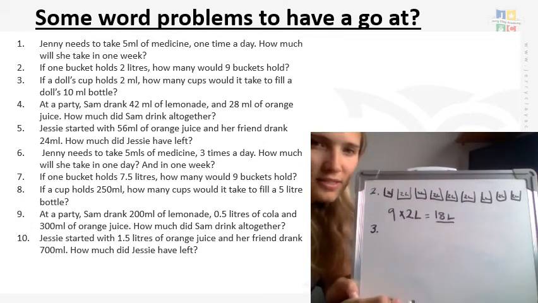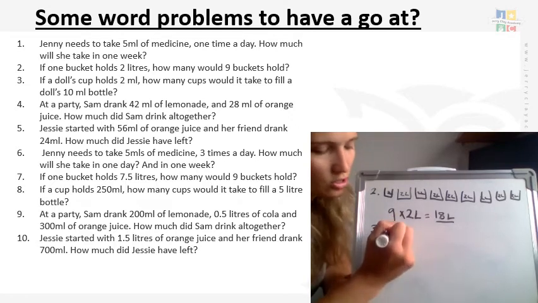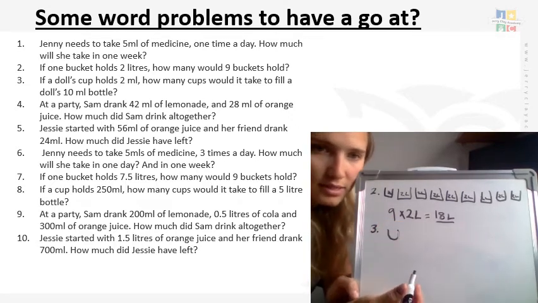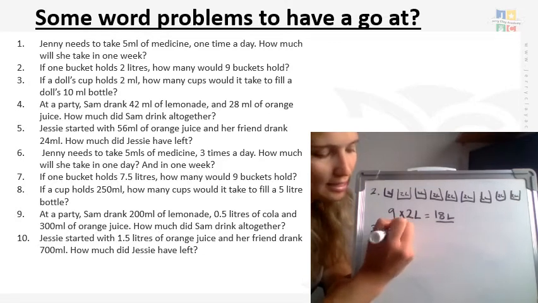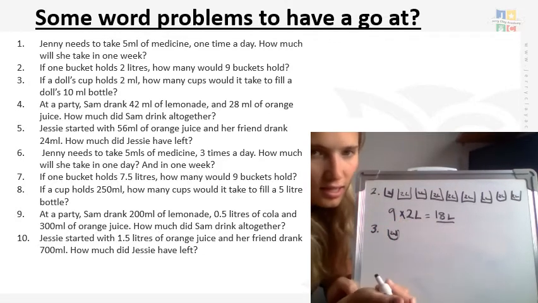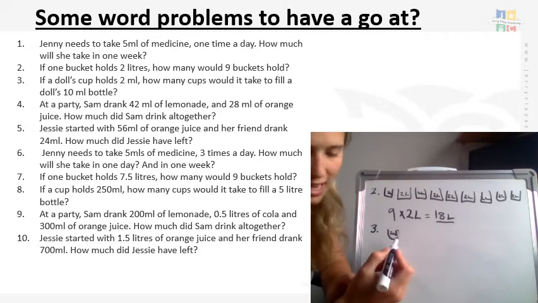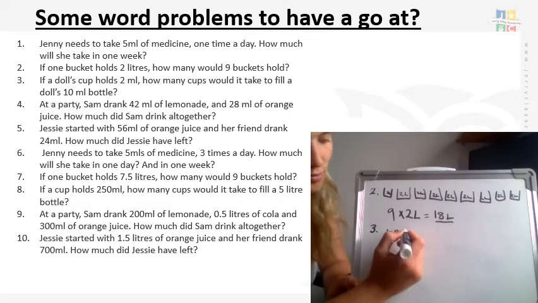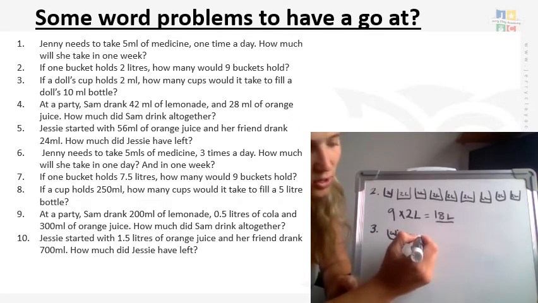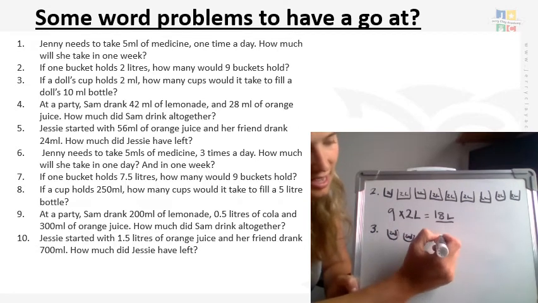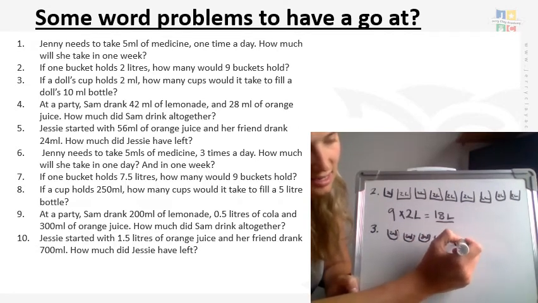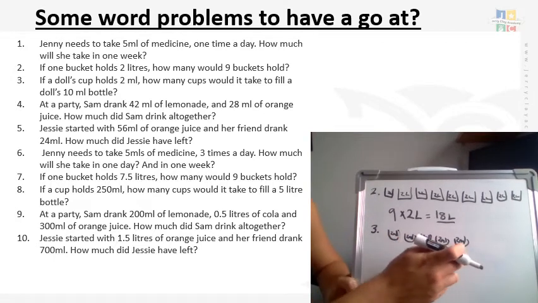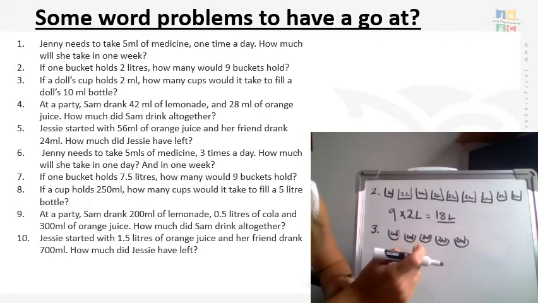Number 3, if a doll's cup holds 2, so a doll's cup, so again I can do a cup, I could draw it if I wanted. In a cup, it holds 2 millilitres. It then says, how many cups would it take to fill a doll's 10 millilitre bottle? So I want to know how many times would 2 go into 10. So I could either draw it, so I could find out. So there's 2 millilitres, another 2, so that's 4, 6, 8, 10. So how many cups have I got? 2, 4, 6, 8, 10 millilitres. So I would need 5 cups.